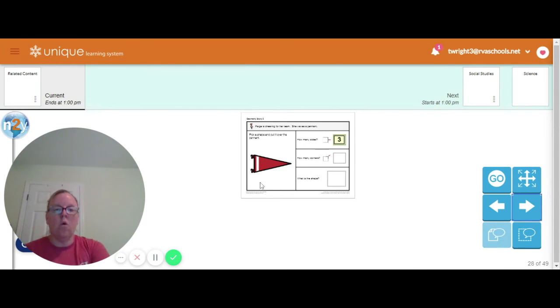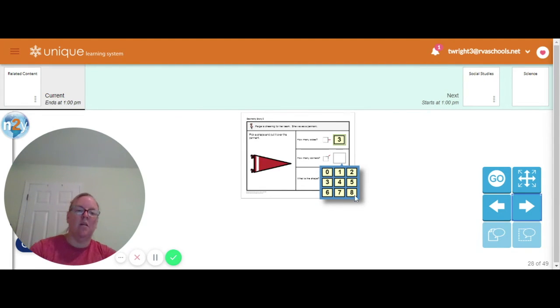All right, how many corners? The points here. Ready? Let's count. 1, 2, 3. 3 again. Who can find the number 3? Point to it. Here's the number 3.